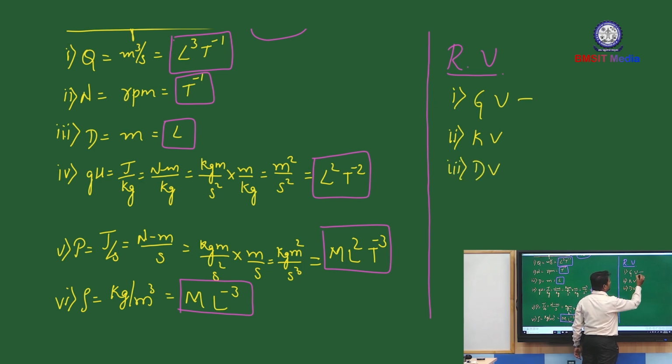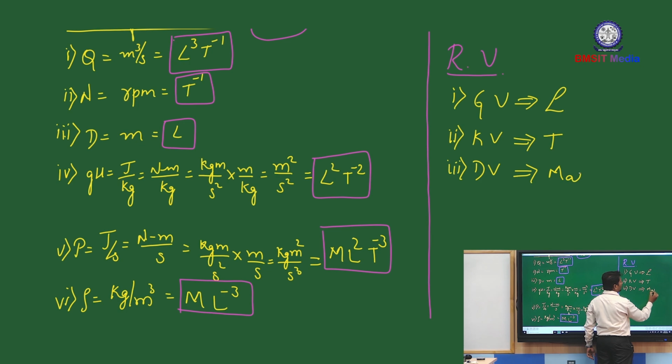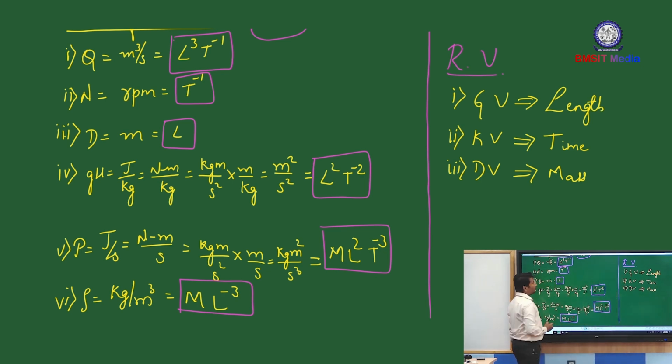Where geometric variables are concerned, what should be included? It should include the term L, length. The kinematic variable should include only the T term, time, and the dynamic variable should include the mass term. Based on that, I am going to select the repeating variables.